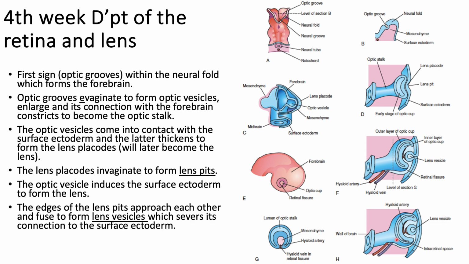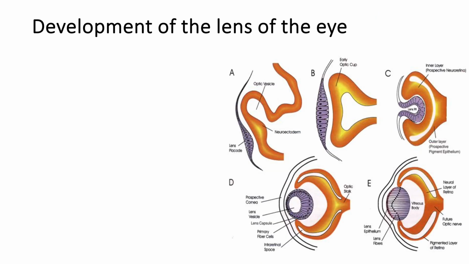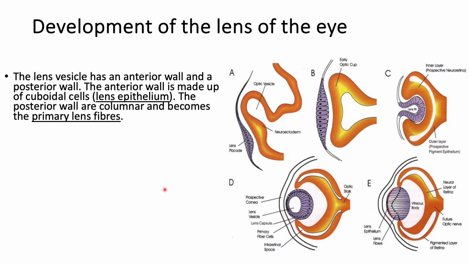that the retina has two parts, a pigmented portion and a neural portion. So this is indicative of how the inner layer and the outer layer contribute to the formation of the neural layer and the pigmented layer respectively. So the lens vesicle has an anterior wall and a posterior wall. We are talking of the lens vesicle this time.